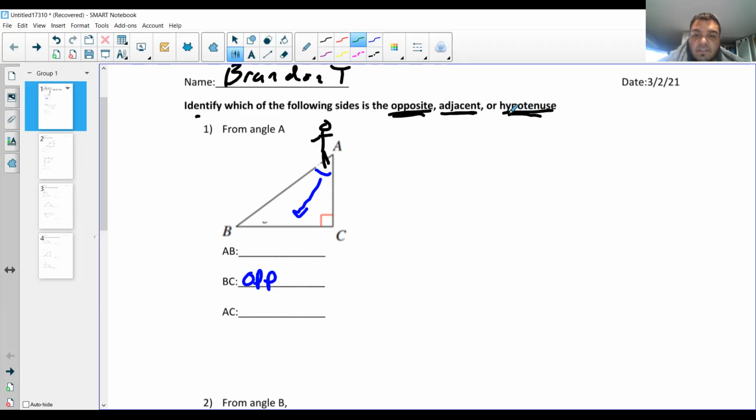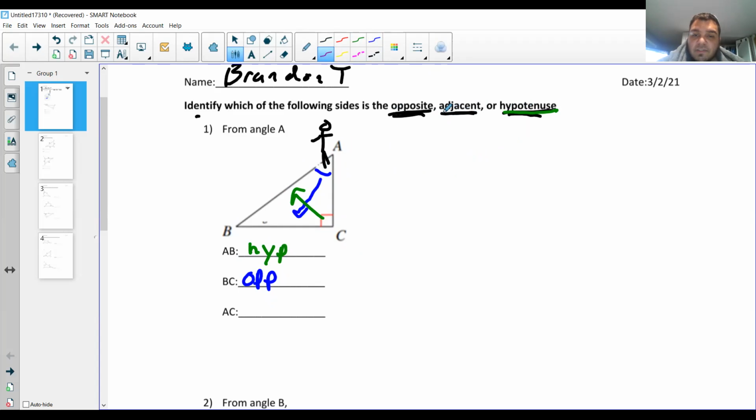Now I'm going to skip adjacent to talk about hypotenuse. Hypotenuse is a very special side. So hypotenuse is always the side across from the right angle, I apologize. It's always across the right angle. So it's going to be across here, BA. So BA, that is going to be the hypotenuse. And I'm just shorthanding it, but you can spell out the whole word.